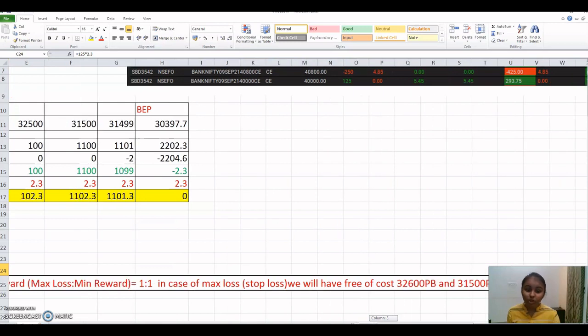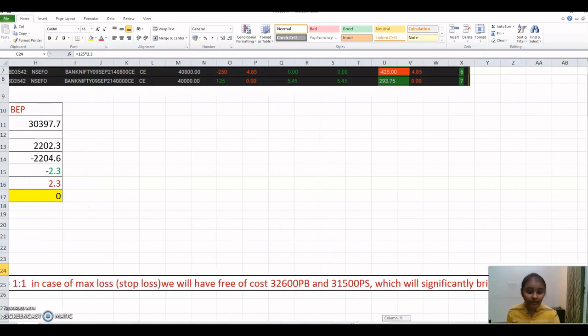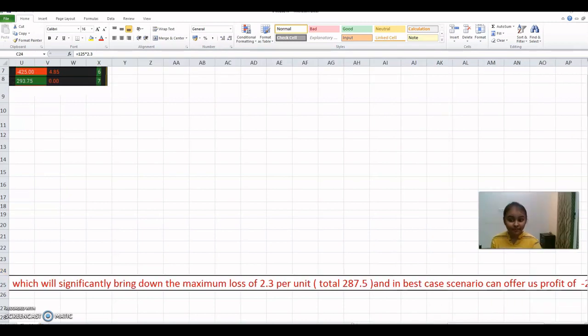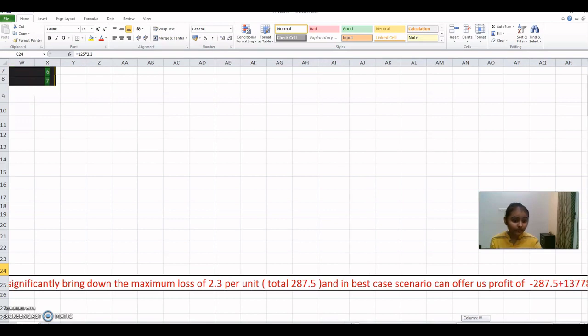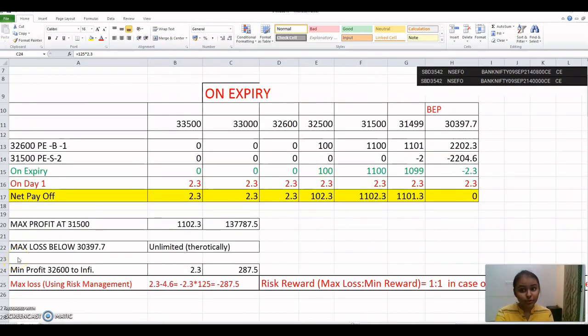In case of maximum loss, the stop loss will have free of cost 32,600 put buy and 31,500 put sell, which will significantly bring down the maximum loss of 2.3 rupees per unit, which is total 287.5. And in the best case scenario, it can offer us a profit of minus 287.5 plus 1,37,787.5, which turns out to be 1,37,500 rupees.